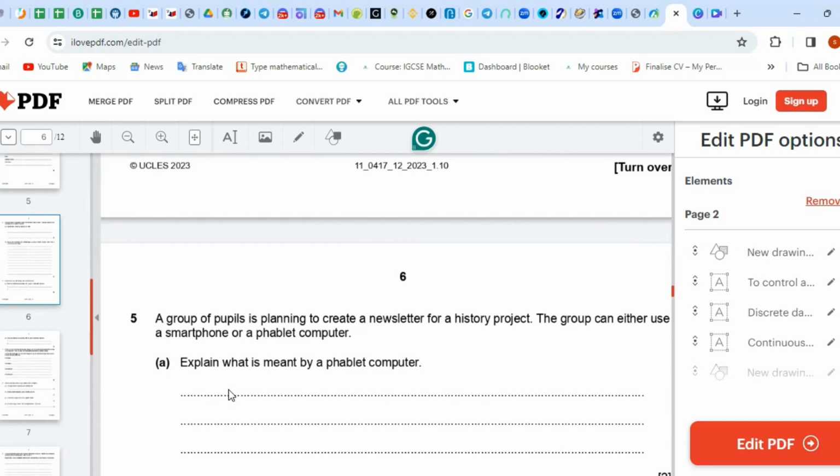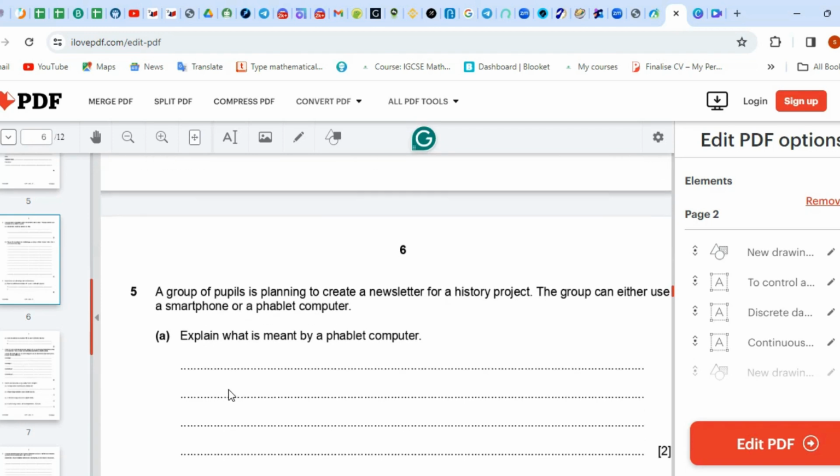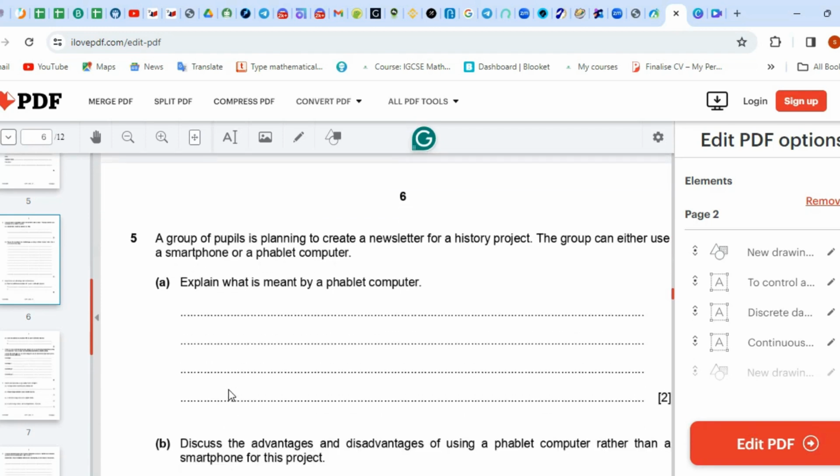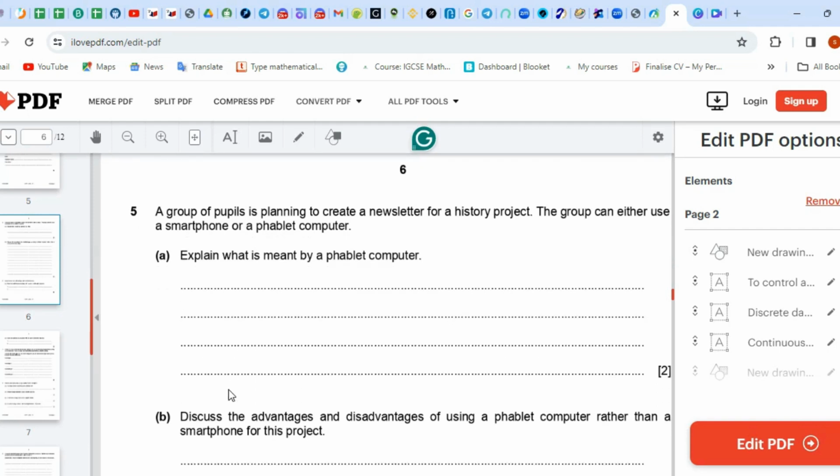A group of pupils is planning to create a newsletter for a history project. The group can either use a smartphone or a tablet computer. You have phablet, but it should be tablet computer. Explain what is meant by tablet computer. Okay, so explain what is meant by a tablet computer. What do you call tablet computer?